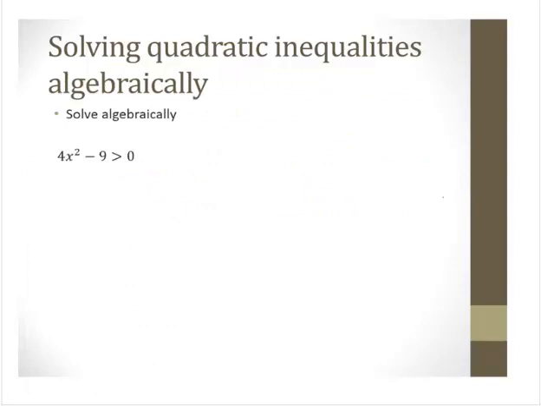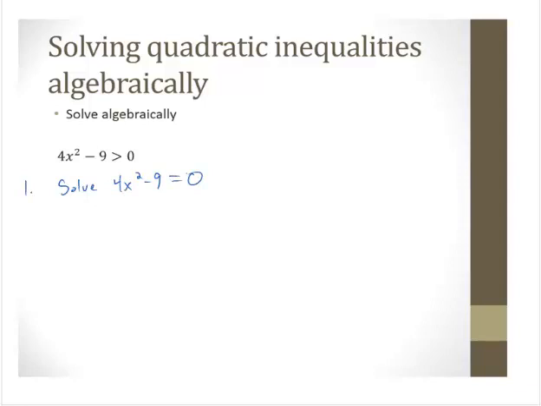So we've been using a graphical point of view to solve these quadratic inequalities, but now let's use a symbolic, algebraic point of view. So here we're asked to solve 4x squared minus 9 is greater than 0. An approach is to first solve the equation. So let's solve 4x squared minus 9 equals 0.